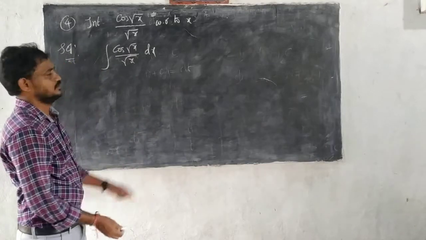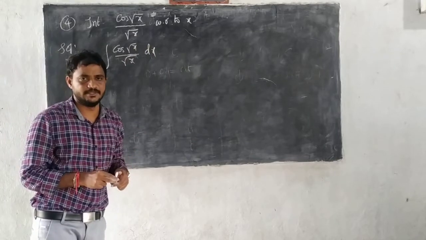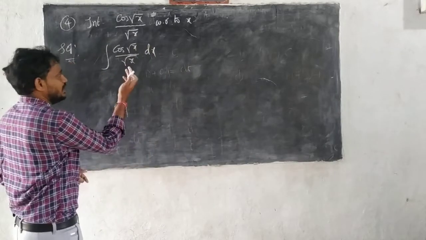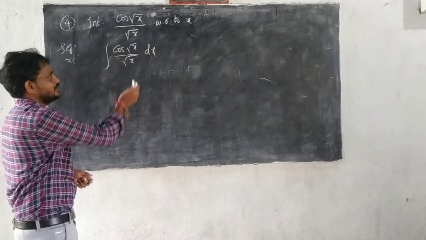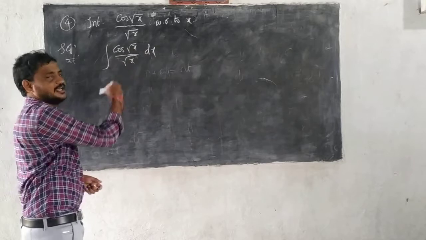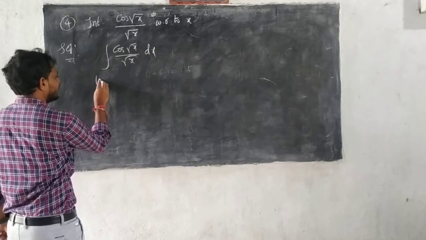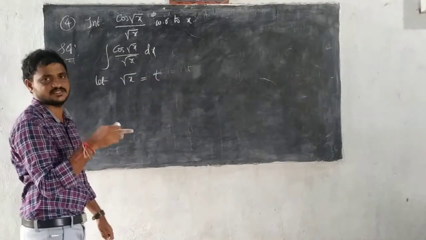Here also, in the given function itself, the function will be there and its derivative will be there. But directly we cannot see which is the function and which is the derivative. In the numerator we have root x, and in the denominator also we have root x. So let us do one thing. Let us consider root x as t.